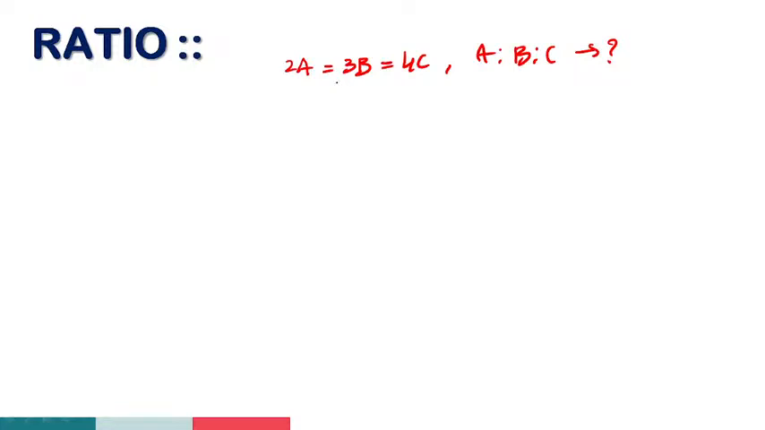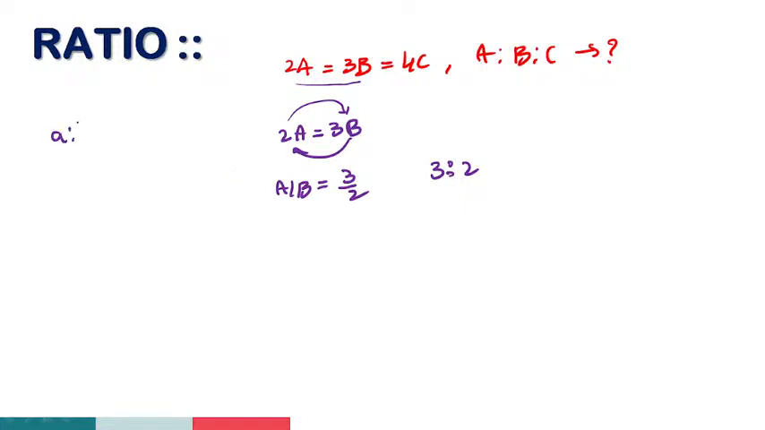You can solve this problem with different methods. First, take these two numbers: 2a is equal to 3b. Take the 2 to the other side and bring b to this side. Then a by b is equal to 3 by 2. 3 by 2 can be written as 3 is to 2, because a is to b or a by b is the same.